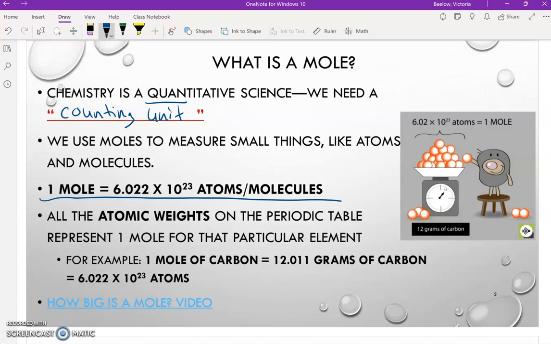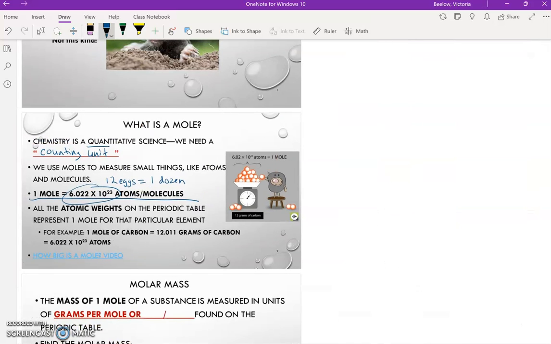This number right here is called Avogadro's number, and it is found on the back of your periodic table. This is very similar to 12 eggs meaning a dozen. Most people don't say, oh, I have 12 eggs. They say, oh, I have a dozen eggs. And it's kind of the same thing here. Instead of saying I have this many atoms or molecules, which, this isn't scientific notation, this is a huge number.